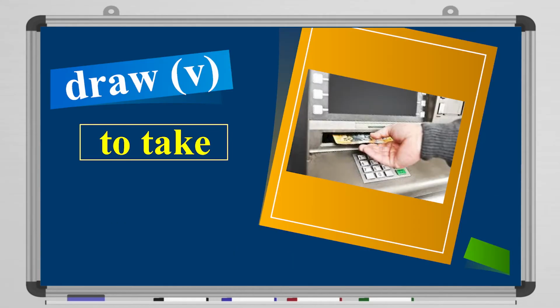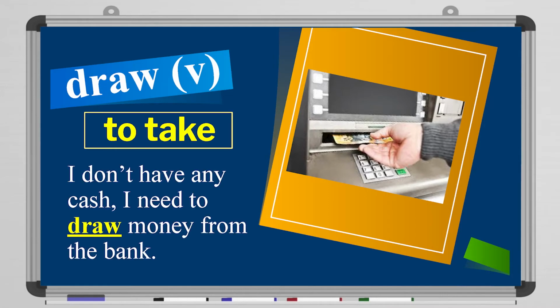The next word is draw, a verb. It means to take. For example, I don't have any cash right now. I need to draw money from the bank.